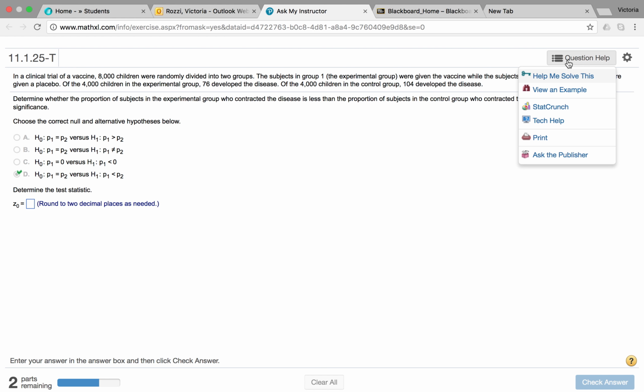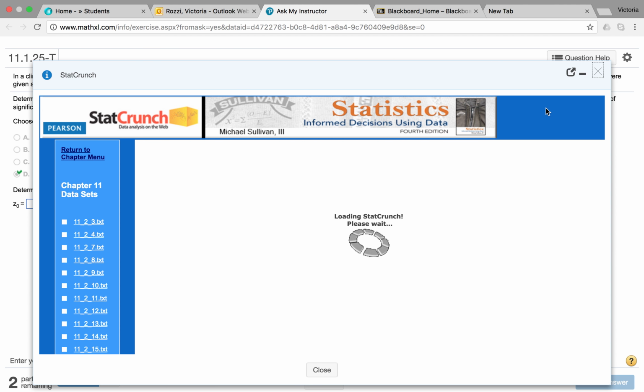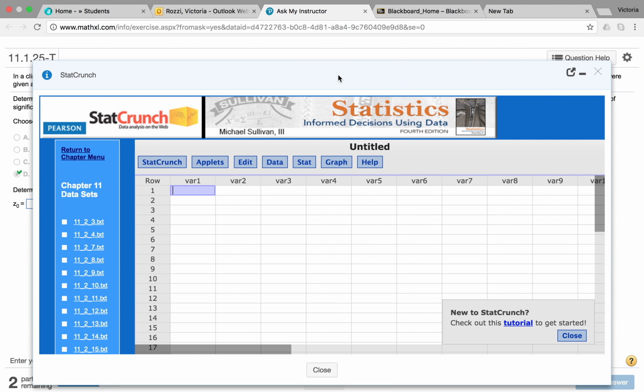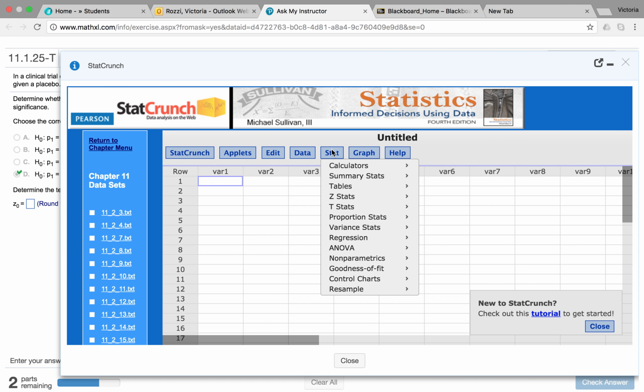So I'm going to go to StatCrunch here, and you can pull it up right from question help. And the key here is to pick the correct test. So first of all, we'll go to Stat, and then here we are dealing with the proportion. So we are going to click Proportion Stats. And we do have two samples here because we're comparing one with the vaccine and one without the vaccine.